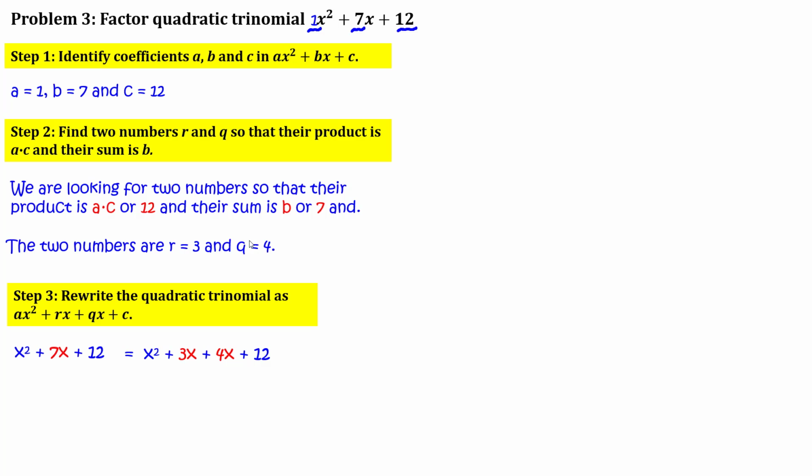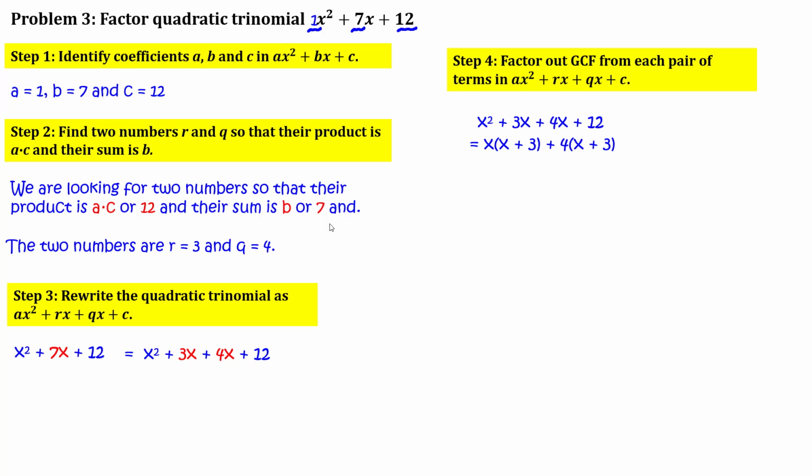Why 3 and 4? Because that's my r and q, 3 and 4. Okay. The next thing, step 4, is I'm going to factor out the greatest common factor from each pairing. So x squared plus 3x, the common factor is x. So it's going to be x times x plus 3. That's what's left over if you divide out an x. Plus 4, and 4x divided by 4 is x, and I got x plus 3.